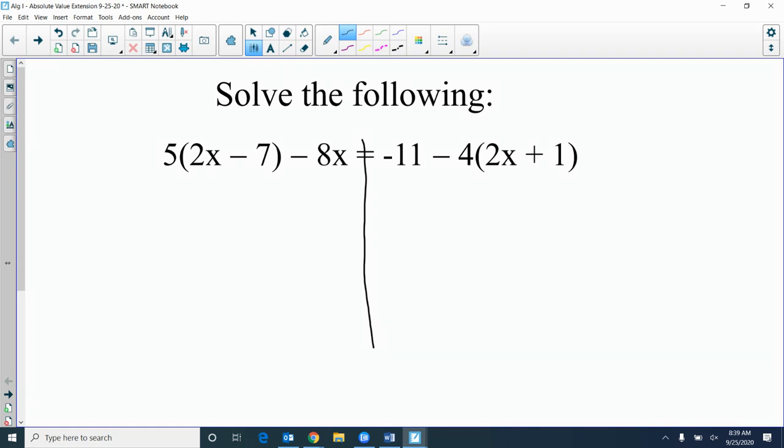Hey, Brett, did you get an answer? Yeah. Okay, listen up. What'd you get? So x equals 2.5. It says 2.5. Anybody else get that? Grant? I didn't get that.